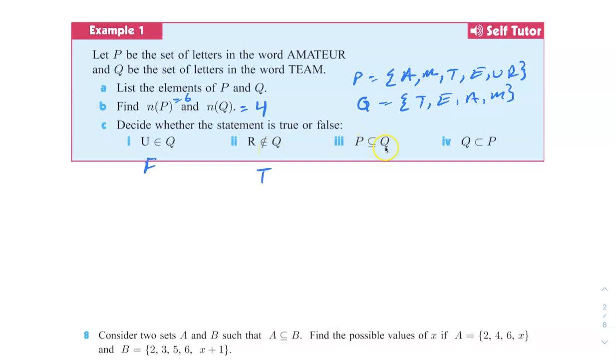P is a subset of Q. So remember, that means that everything in here has to be in here also. That is not true, because of U and R. So it's not a subset, so it's false. The other way around does work, though. Q is a subset of P, right? T is in P, E is in P, A is in P, and M is in P. So Q is a proper subset of P. That is true. So that's set and subset notation.